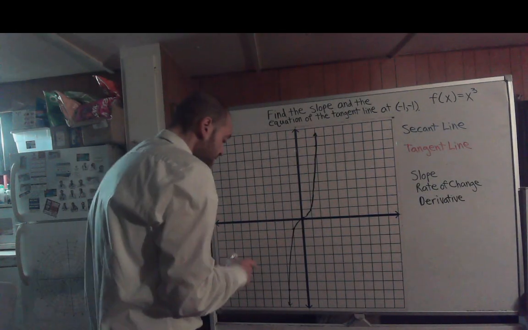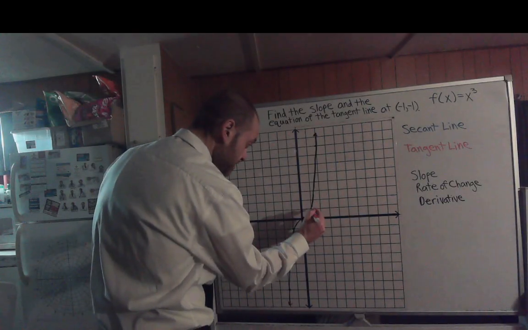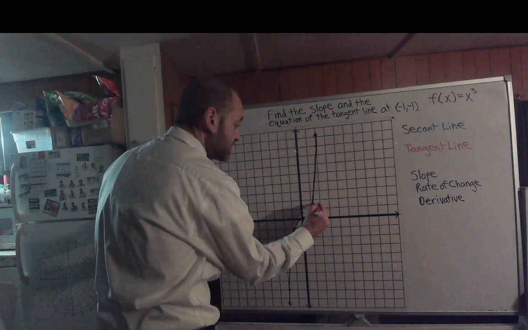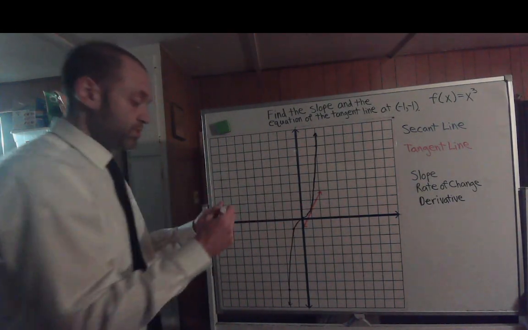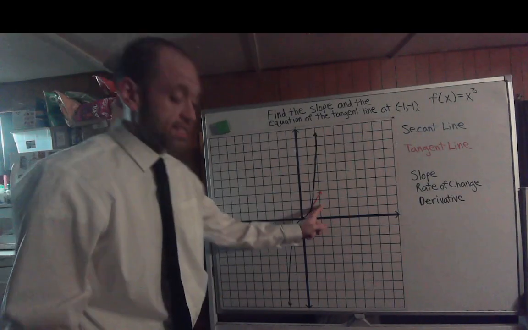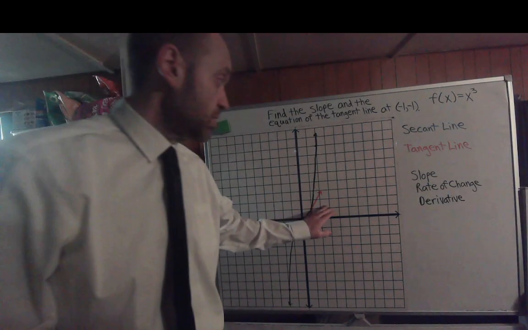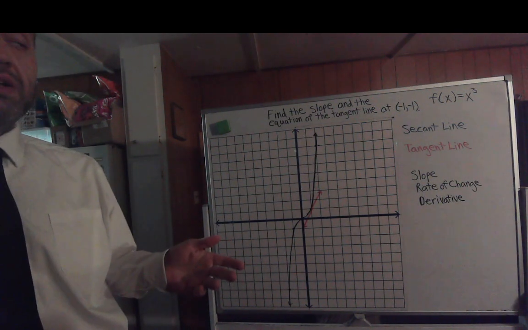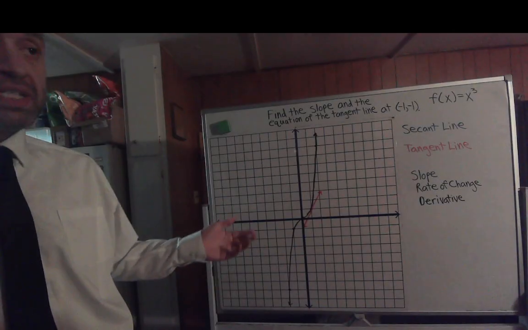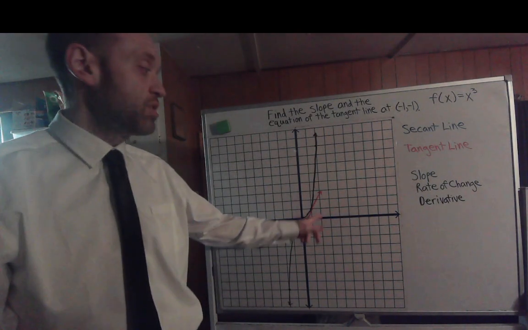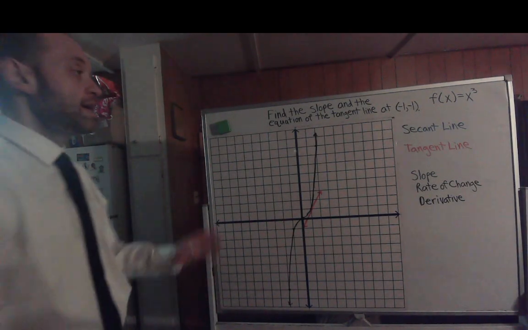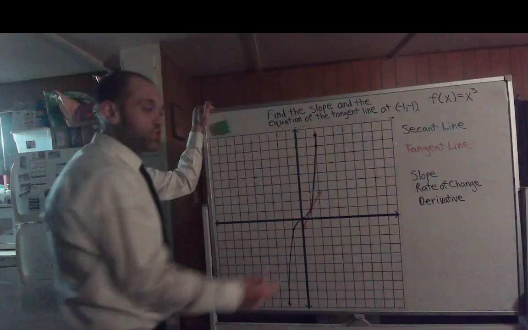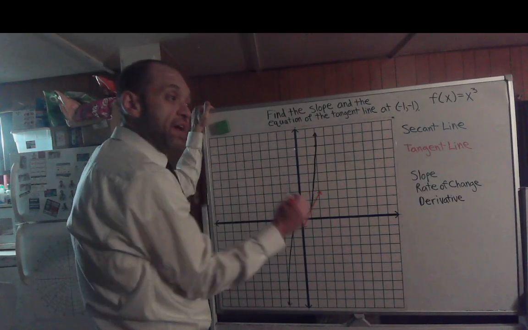So, a tangent line, on the other hand, touches a curve at one point, but it does not go through the curve. I mean, it intersects technically since it touches, but it doesn't go through the curve. It only touches at one point. That's the tangent line in red. Well, tangent comes from the Latin word tangens, which means touching. So that's how you can remember a tangent line. It only touches the curve at one point. The idea is that the slope of your tangent line is the slope of your curve at that given point.